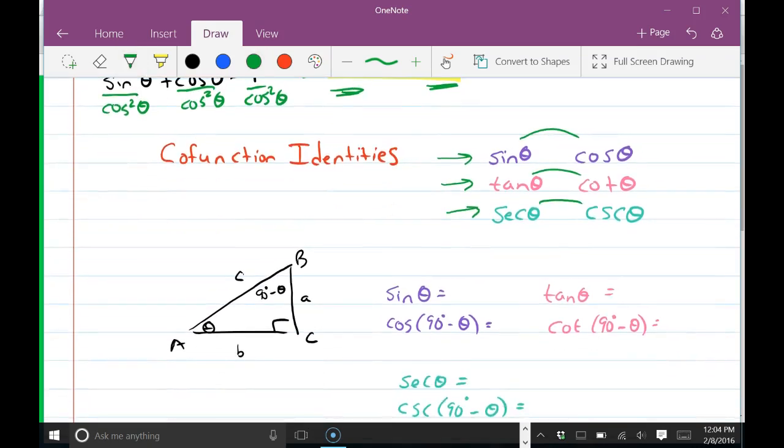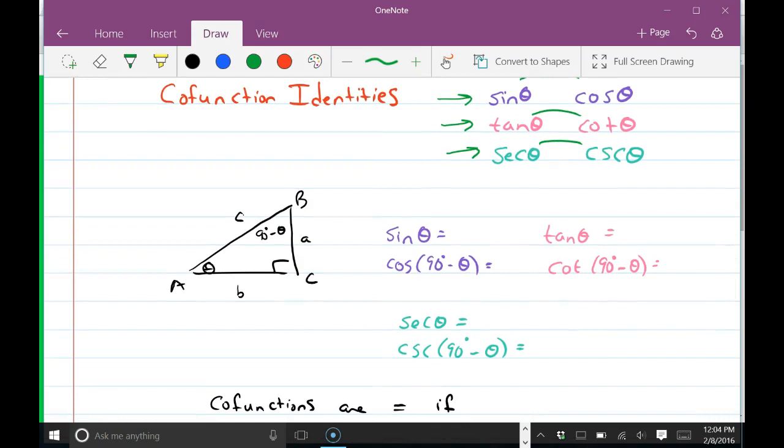And there's something kind of nice that's true about cofunctions. Let's look at the following picture to see what happens. If I do the sine of theta, it's opposite over hypotenuse, which is A over C. Now if I go to the other acute angle in the same right triangle, which is 90 minus theta, and I do cosine, it's also going to be A over C. Notice how these cofunctions are equal, and that their angles theta and 90 minus theta are complementary.